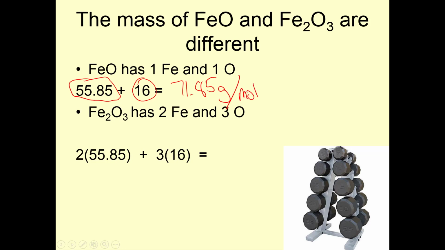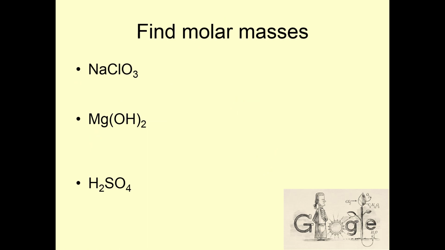Fe2O3: this 2 means I multiply iron times 2. This 3 means I multiply times 3 oxygens. So 2 times 55.85 plus quantity 3 times 16 is 159.70. Again, grams. That's how many grams it is. Per means divided by moles. That's how many grams it is for 1 mole. Find the molar masses.